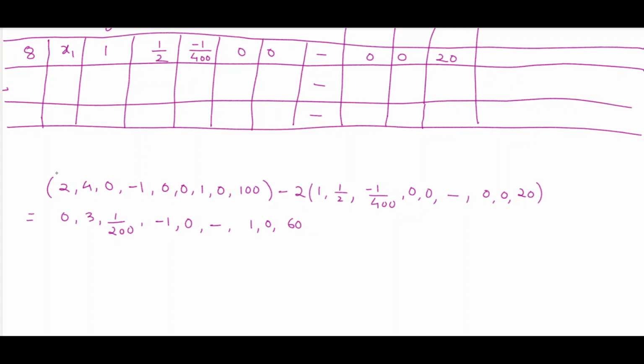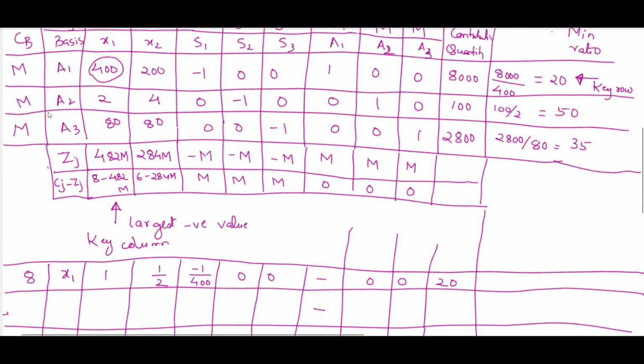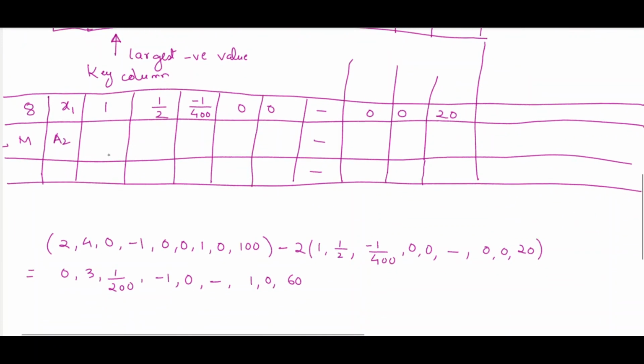So this one, these values you got it. Now you can fill the values and other things remain same. Here it will be A2M as it is till now, no changes. So it is your M A2. And what are the values you got? You put it: first one it is 0, 3, 1 by 200, minus 1, 0, and you got 1 0 60.